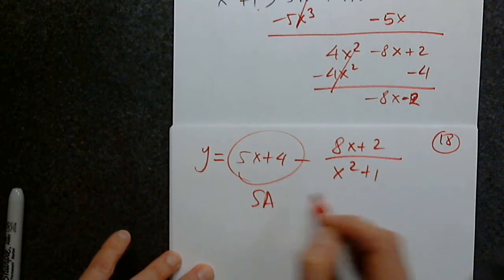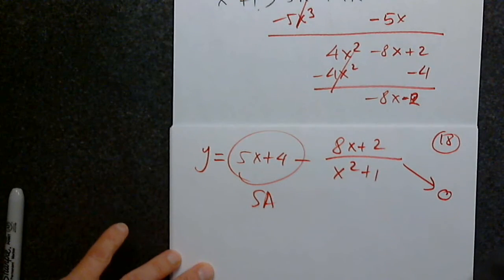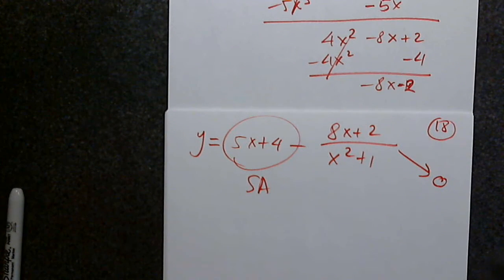This is the slant asymptote because this will eventually go to 0 when x approaches infinity. Why? Because this is type 2, right? The top is so much smaller, so much less powerful than the denominator, so when x approaches infinity, that fraction goes to 0.